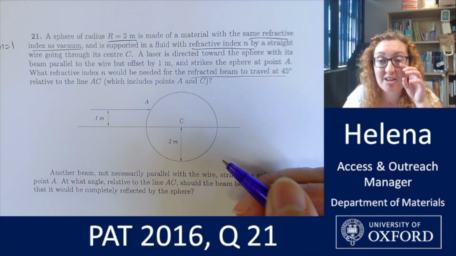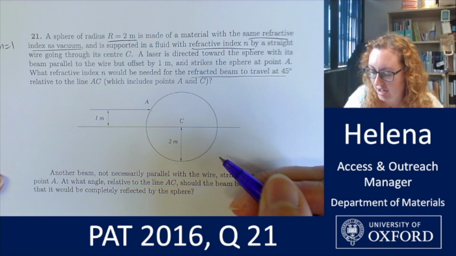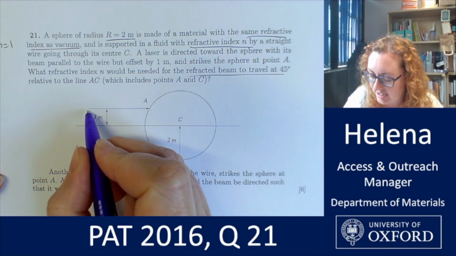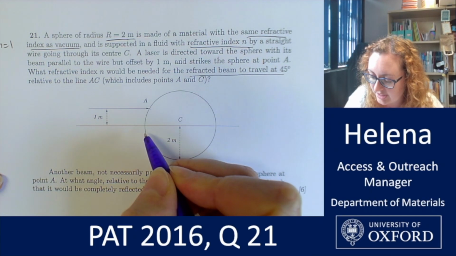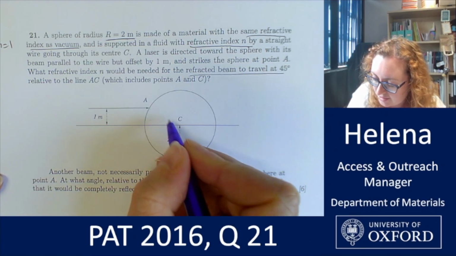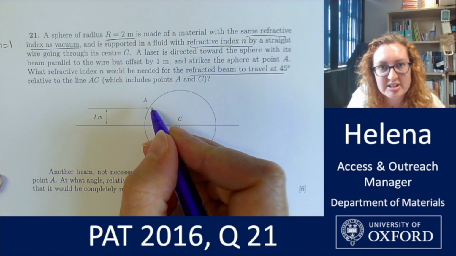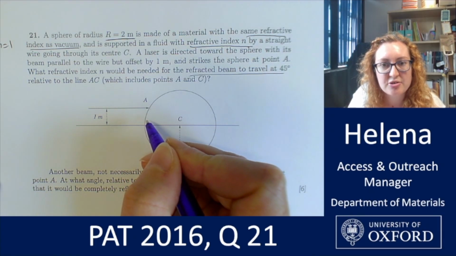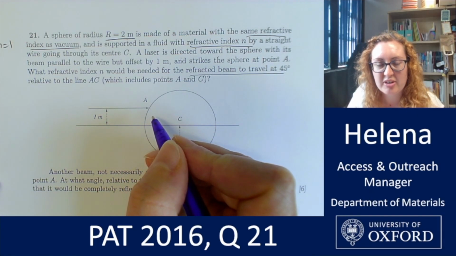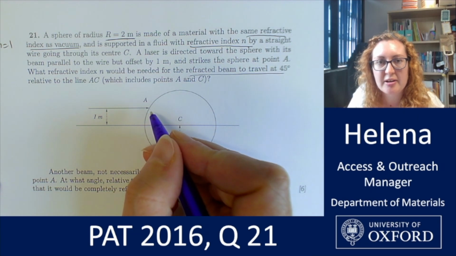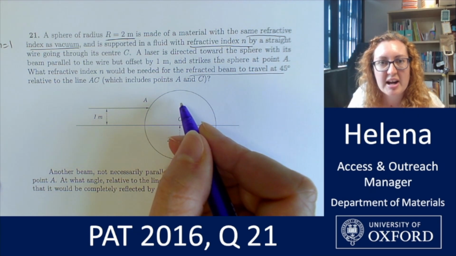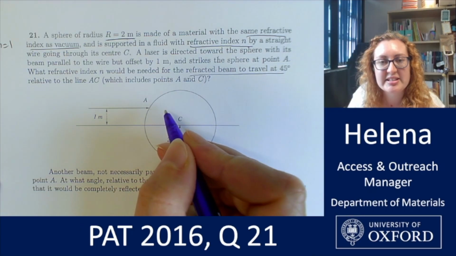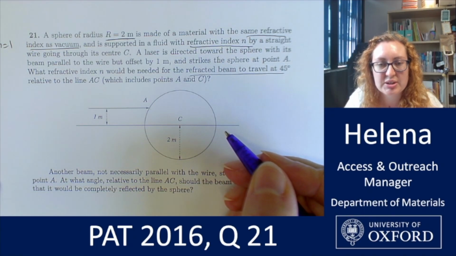Okay, so let's have a closer look at our diagram and see what we've got going on here. We have our laser approaching the edge of the sphere here. Now, if we think about refractive indices and lasers refracting at a surface boundary, the equation that we think of is Snell's law. So we're thinking about the incident angle and the refracted angle and the refractive indices of the two mediums that we're using.